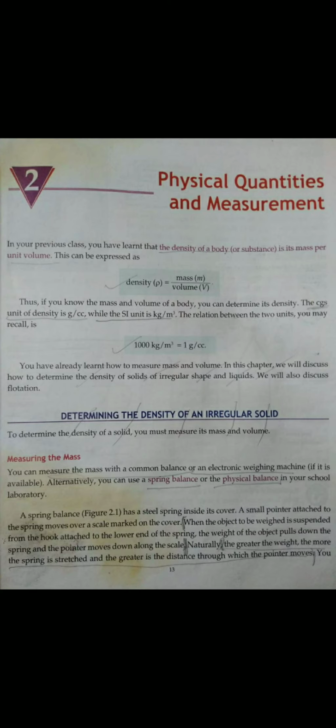You have already studied in your previous class that density is equal to mass upon volume, and that the SI unit of density is kg per meter cube, and another unit of density is gram per centimeter cube. Then you have already studied this also, that 1000 kg per meter cube is equal to 1 gram per cc. So these are the things that you need to remember always.